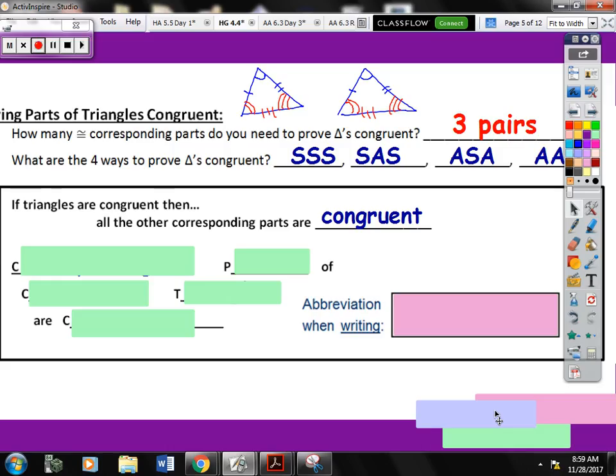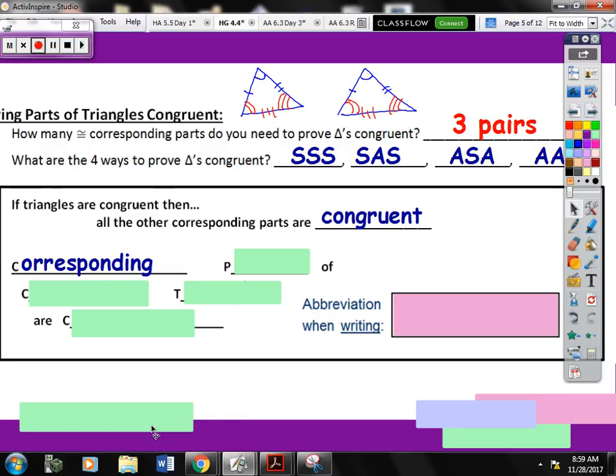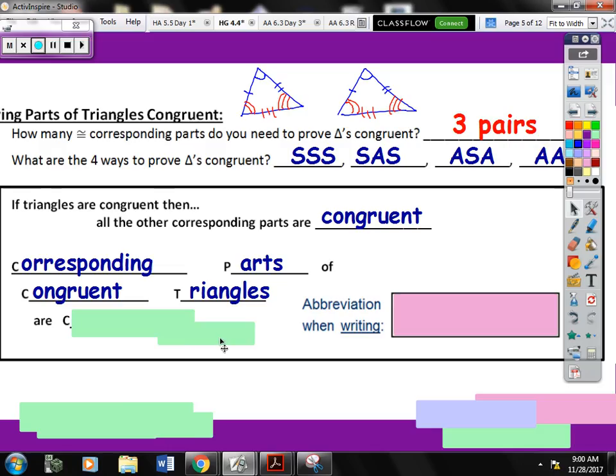So instead of having to write out this phrase, we use the acronym CPCTC, but it's important for you to know what it stands for. So it stands for corresponding, I think the C's already filled in for you, corresponding parts of congruent triangles are congruent. Corresponding parts of congruent triangles are also congruent.